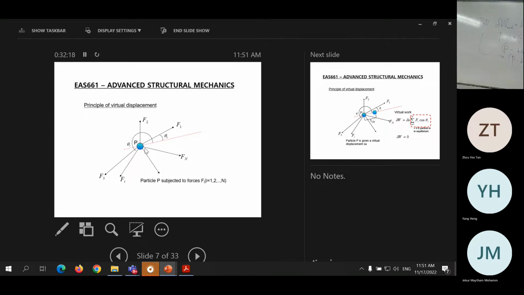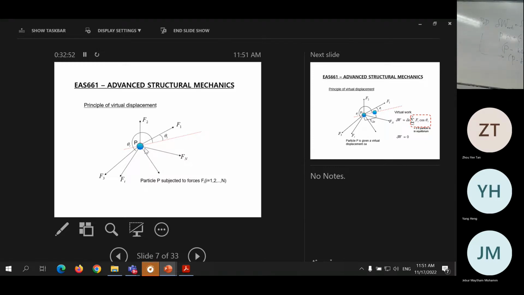It can be any number of forces applied on that particle, and each of these forces is making some angle with a certain reference line. The reference can be here, can be any. This is the reference to measure the inclination of the applied force. Okay? These are the applied forces.